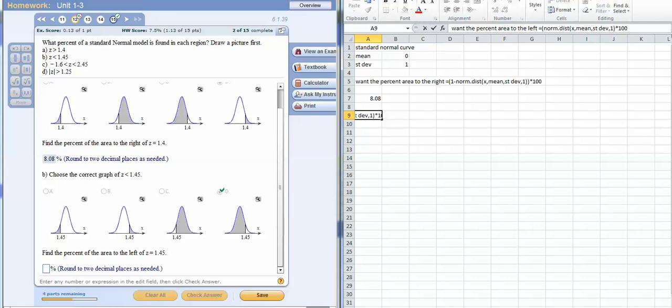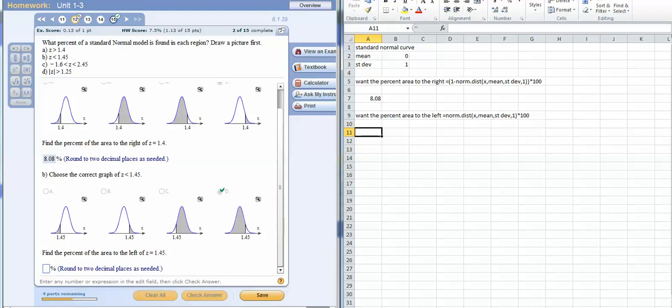It won't hurt to have them, but you don't have to have them. So you're just going to do norm dist, and then x, mean, standard deviation 1, and then times 100 if you want the area to the left. So on this problem, the percent of the area to the left of z equals 1.45.